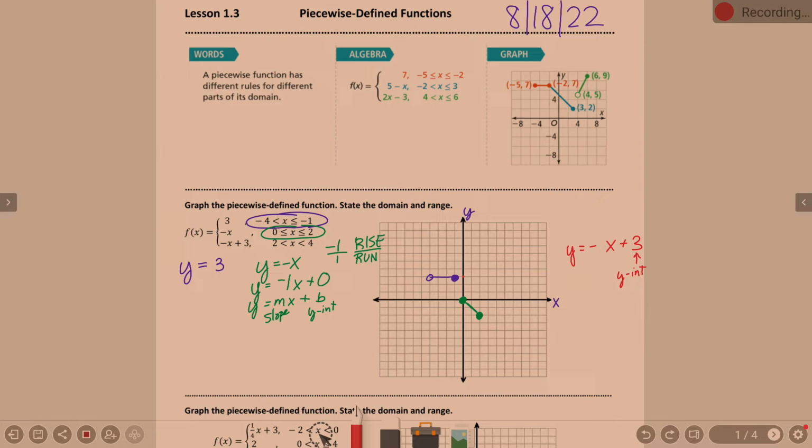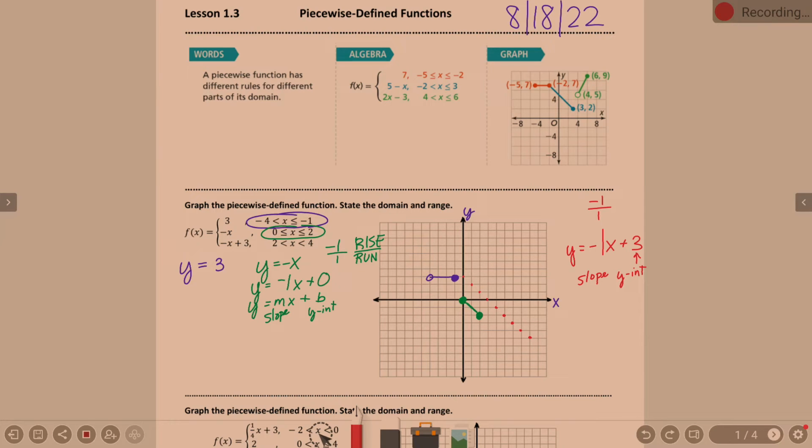What's my slope? The invisible number in front of x, which is negative 1. Negative 1 is a fraction, or any number is a fraction, and you put over 1, so negative 1 over 1. So, what I would do is from this dot, I'm just going to make dots along the way, maybe real small dots. I'm going to go down 1 over 1, down 1 over 1, down 1 over 1, down 1 over 1, down 1 over 1.